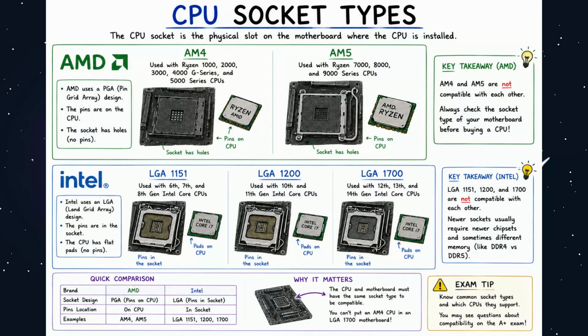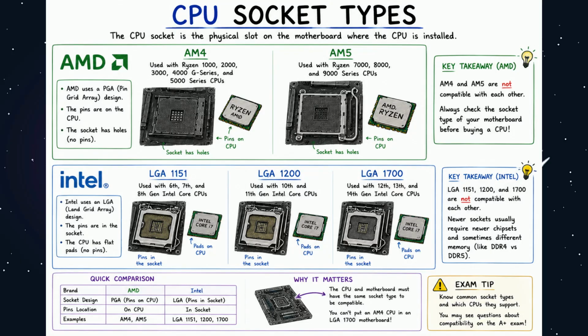The CPU socket is the physical slot on the motherboard where the processor is installed. Different CPUs require different socket types. For AMD, common sockets include AM4 and AM5. For Intel, you'll commonly see LGA 1151, LGA 1200, and LGA 1700.